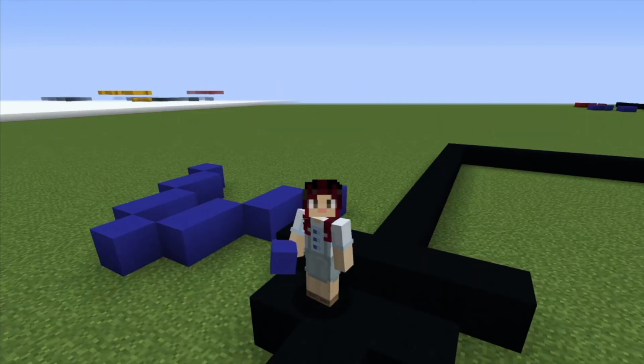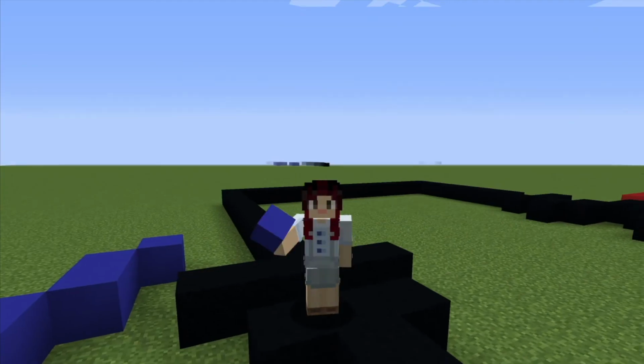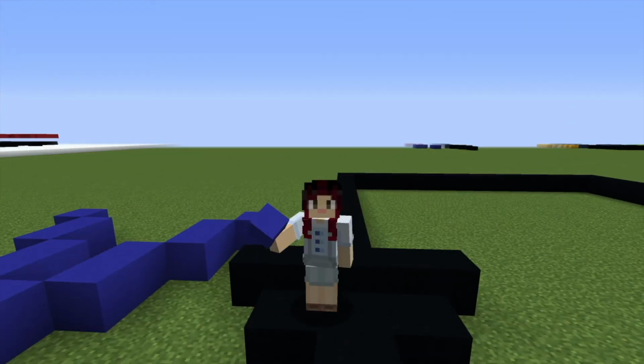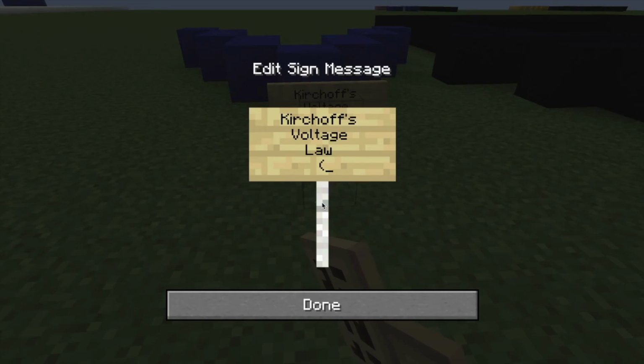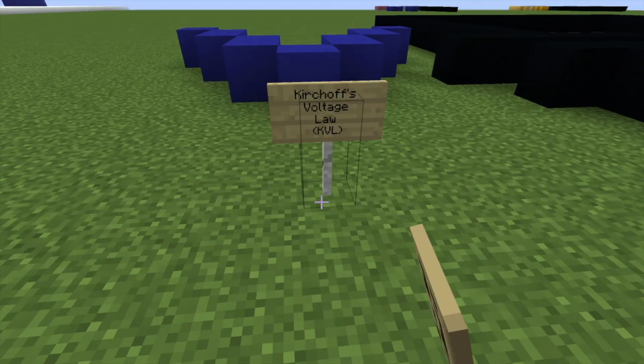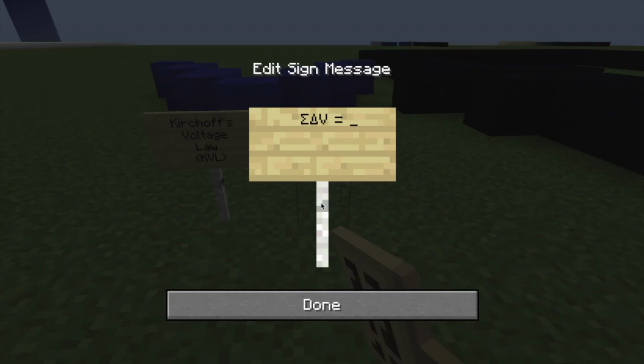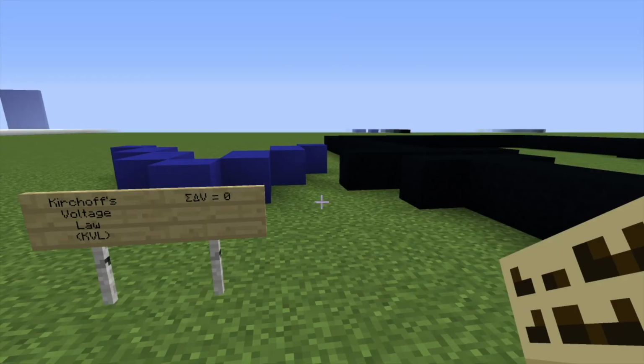In today's episode, we're talking about Kirchhoff's loop rule. Kirchhoff's loop rule is also called Kirchhoff's voltage law, KVL for short. It says that the sum of the voltage in a loop adds to zero. Now, what is a loop?